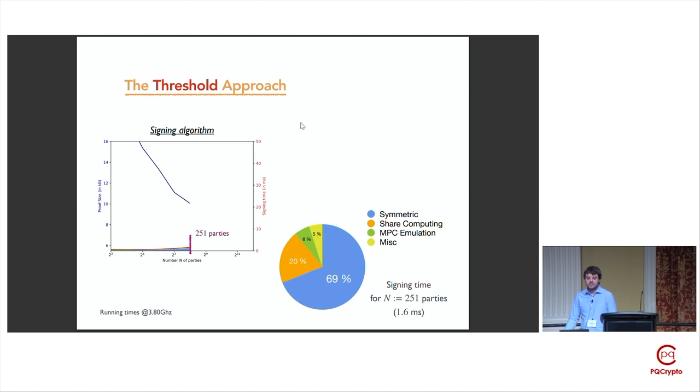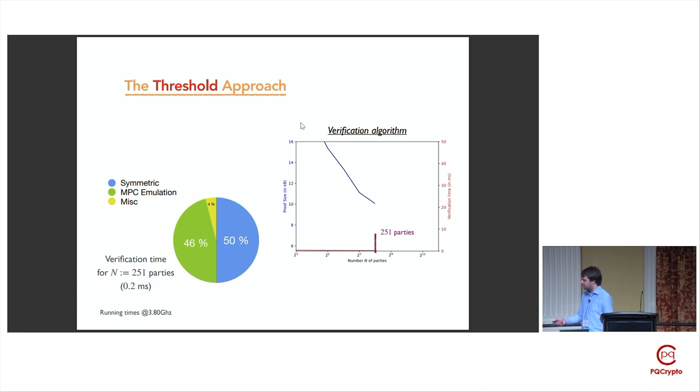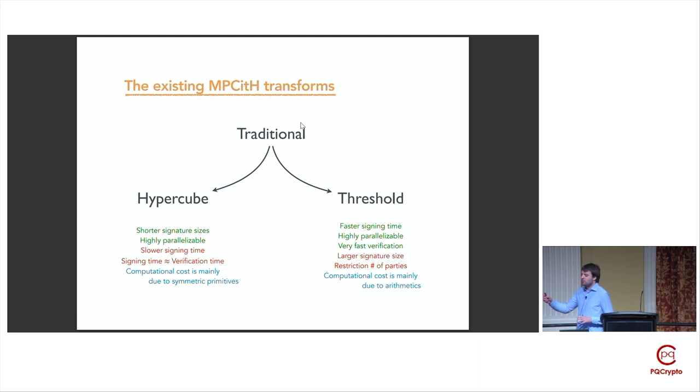For the verification, since it's not symmetric, I need to explain. In this case, it's only 0.2 milliseconds, so very fast compared to the signing, almost a factor 10. And we see that the symmetric part and the MPC simulation are both the bottleneck. There's no clear bottleneck. So to sum up the optimizations, there is the traditional approach introduced in 2018. And last year, there were two new techniques, the hypercube technique and the threshold variant.